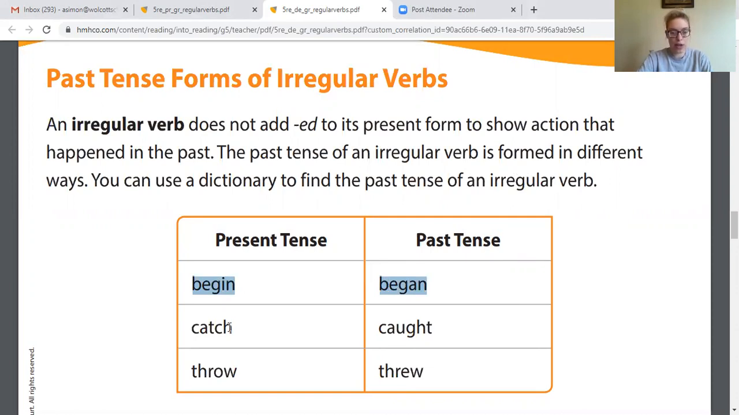Okay, then we can look at catch. We don't say I catched it. Okay, I caught it. So catch becomes caught. And another common one is going to be throw. We don't say I throwed it. Okay, we say I threw it. So throw is going to become threw. Okay, so just make sure you have those ones down in your notes, and then I'm going to go back to the other screen and we're going to do a few more examples before you guys do some independent practice.